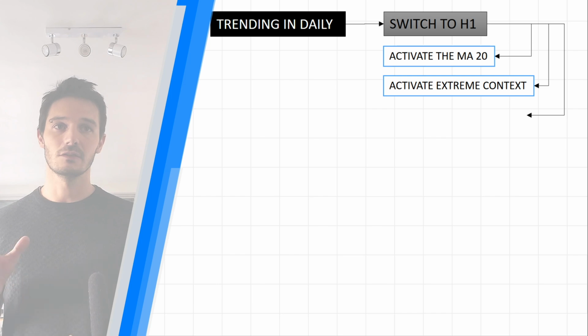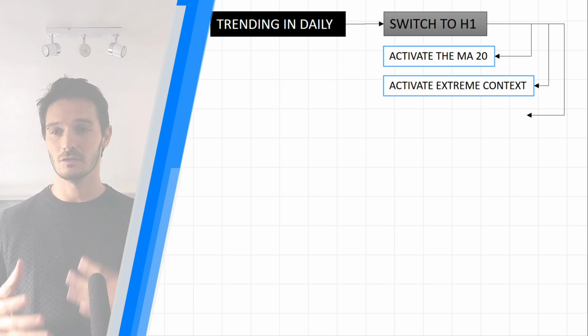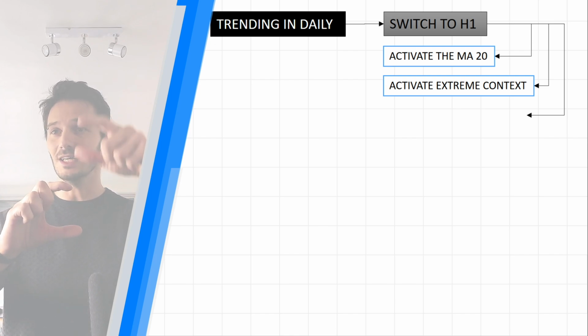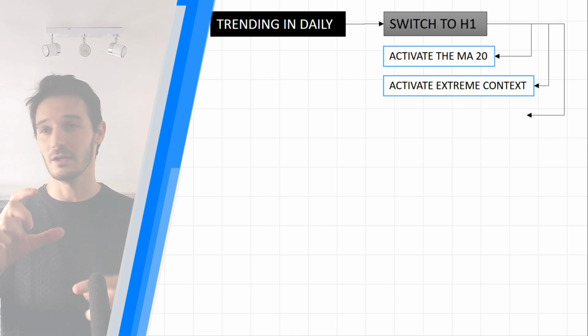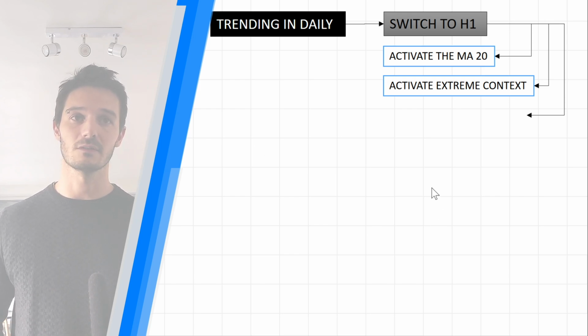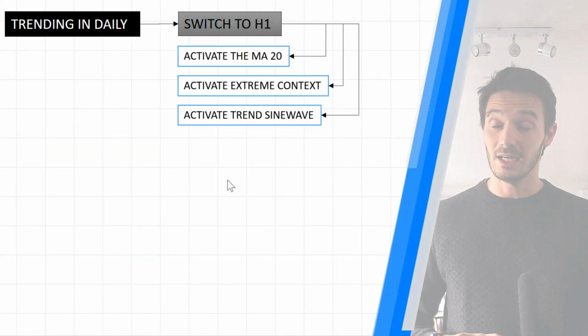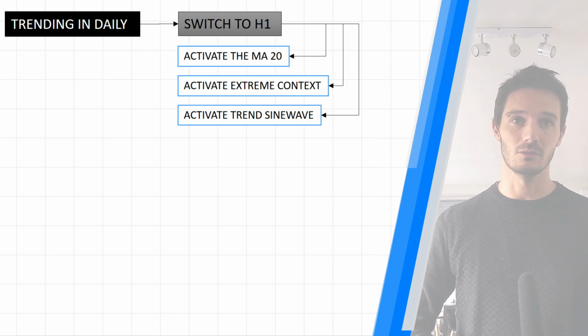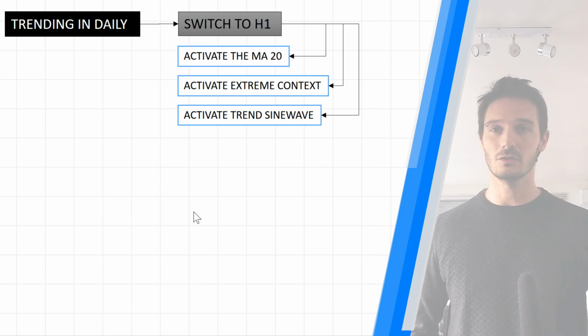You're going to have to activate the extreme context, which is no more than just switching to 3 timeframes management. So you have your trend channel, your context, and the extreme channel is basically the higher timeframe's context, okay? And we're going to need this one for our risk limitation purposes. Then we're going to activate trend sine wave for the reasons we talked about previously. It's in the same panel, so you'll see this pretty quickly. Okay, so set yourself up for this.